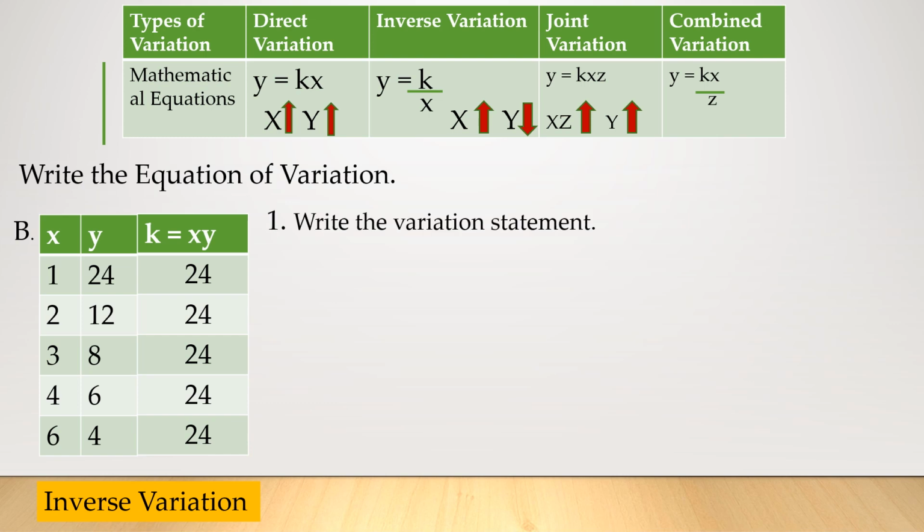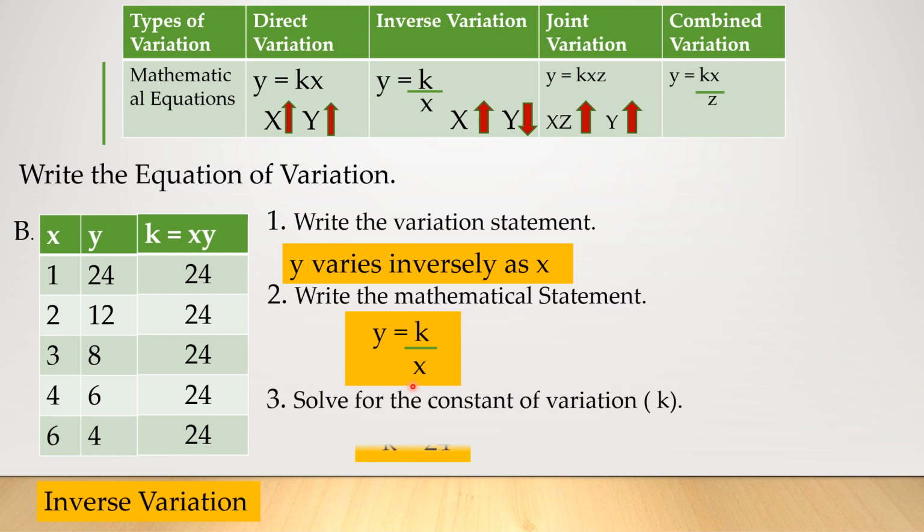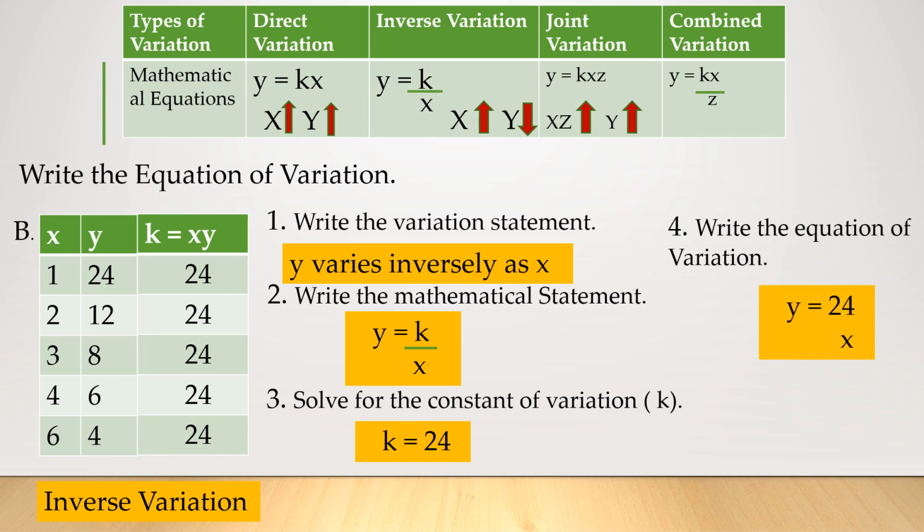Next, letter B is inverse variation. So write the variation statement, that is y varies inversely as x. Write the mathematical equation, which means y is equal to k over x, and solve for k, the constant of variation. We already have the value of k, which is 24. So k is 24, and then next is to write the equation of variation. What you are going to do is simply replace this k with the value of k, which is 24. So y is equal to 24 over x.